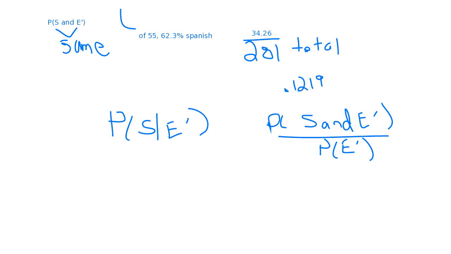So this is going to be the answer above, which is what we got, 1.219, out of those that don't speak English, which was 55. I didn't do this on my calculator, but you can do this on a calculator: 55 divided by 281. We did that as part A.